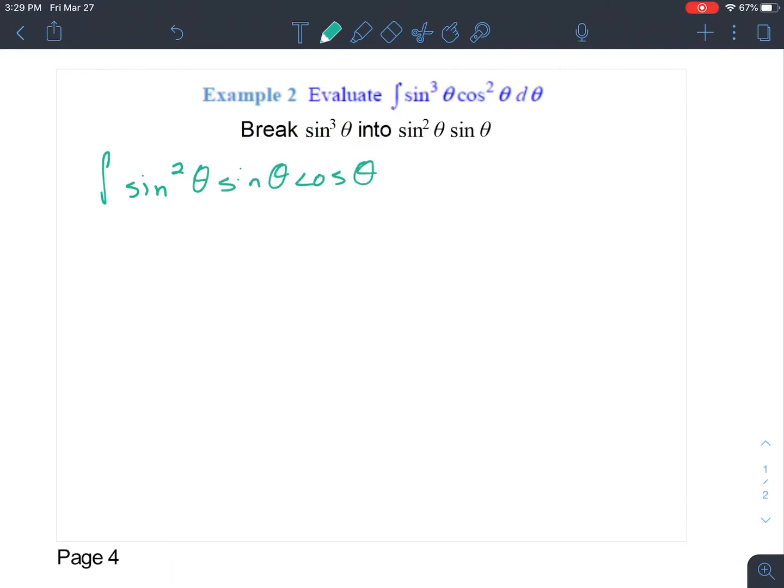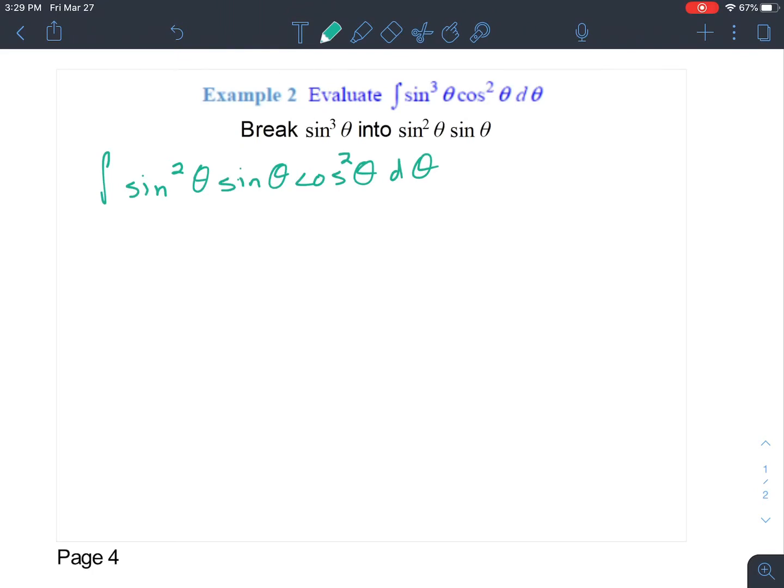And then we still have cosine squared of theta, d theta. Then the next part that we're going to do is take either cosine squared or sine squared, and use the Pythagorean identity. Remember, we're going to use that because we started with an integrand where either sine or cosine had an odd degree. In this question, I am going to choose sine, and here is why.